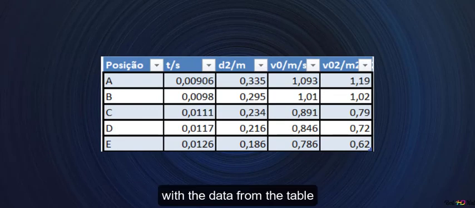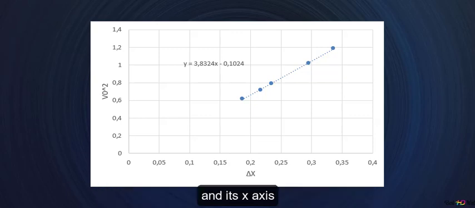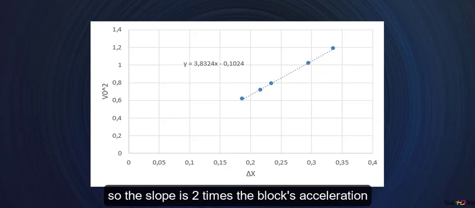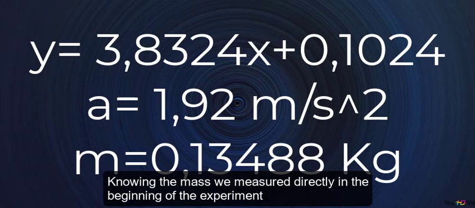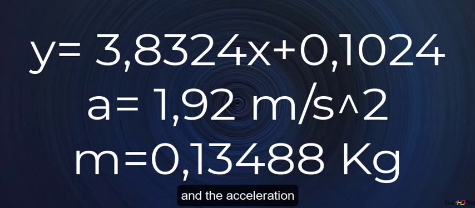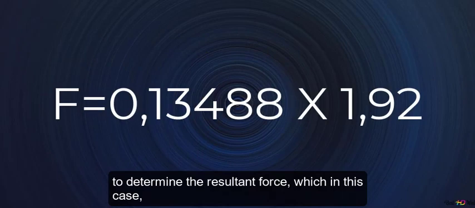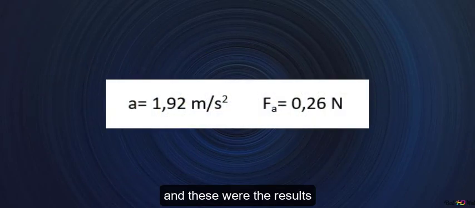With the data from the table, we made this graph whose y-axis is the square of the block's velocity and its x-axis is the distance traveled in the horizontal plane, so the slope is 2 times the block's acceleration. Knowing the mass we measured directly in the beginning of the experiment and the acceleration, we can use Newton's second law to determine the resultant force, which, in this case, is the frictional force. And these were the results.